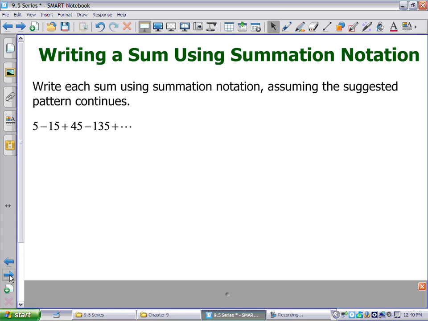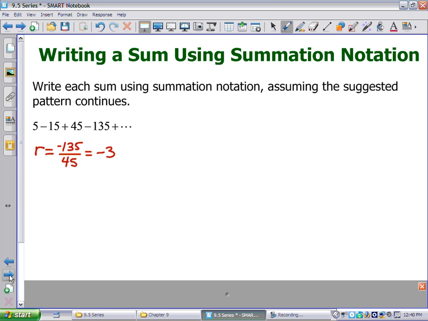So between 5 and negative 15, if you took negative 15 and you subtract 5, there's negative 20. Well, from 45, you subtract negative 15, that's 60. Okay, so the difference is not the same, so you know it's not arithmetic. So now let's test to see if it's geometric. Geometric would say I would have an r, and that would be by taking your last term, which is negative 135, and dividing it by the previous term, which is 45. This comes out to be negative 3.